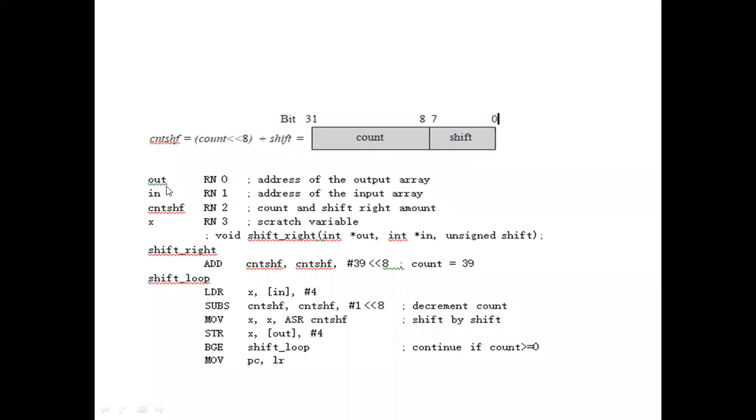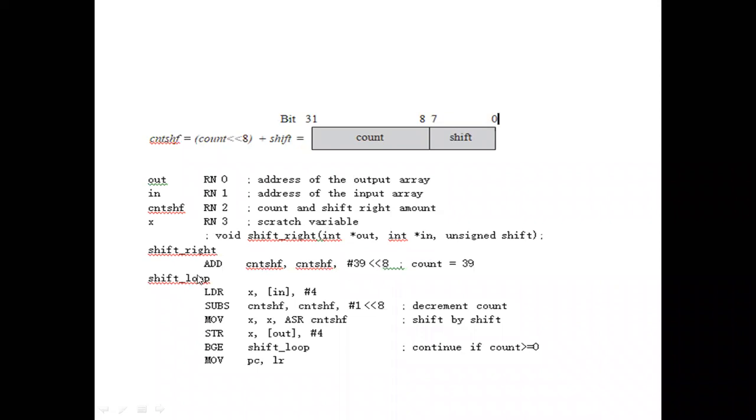Register R0 is holding the address of the output array. Register R1 is holding the address of the input array. Register R2 is holding the count and shift; it is considered as a count shift, right? That is, in R2 we are storing both values, the count and the shift. And R3 is having the value x, right?